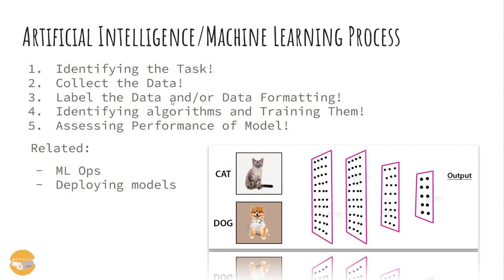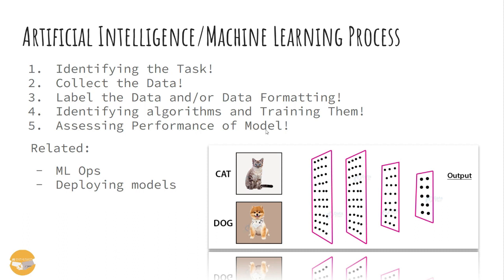And then step 3 is labeling the data. You can see how next to this cat image, I have the label cat, and next to this dog image, I have the label dog. So I'm telling the computer, once I start training it, this is a cat and this is a dog. So labeling every single one of these, formatting it, putting it in the right format.